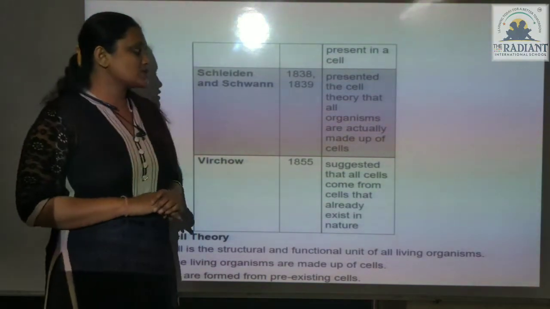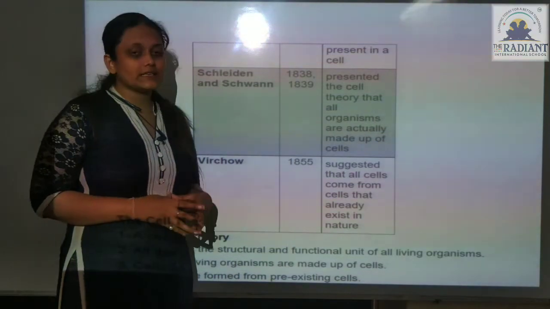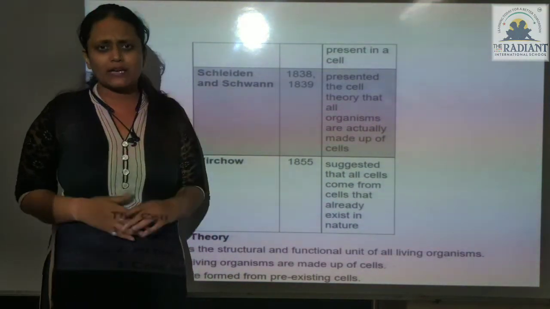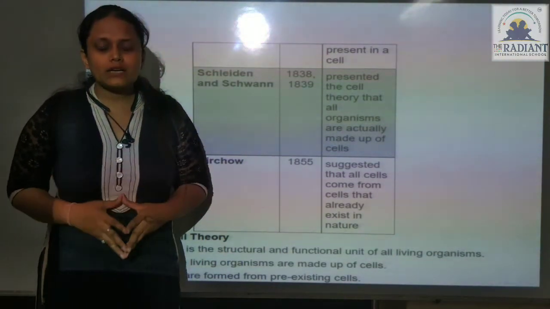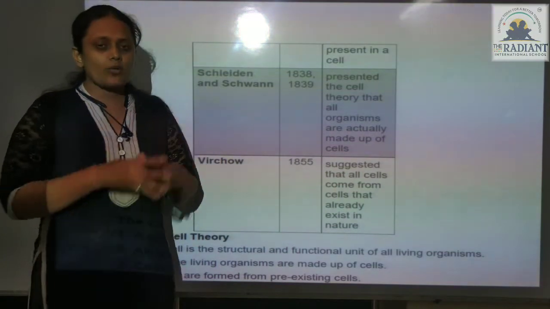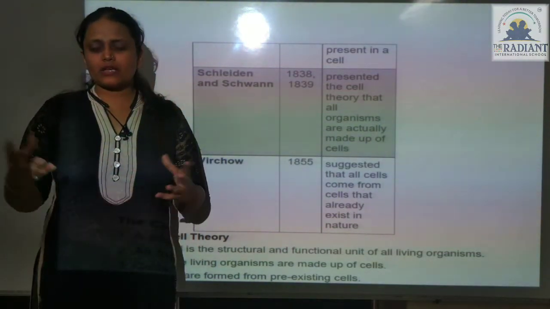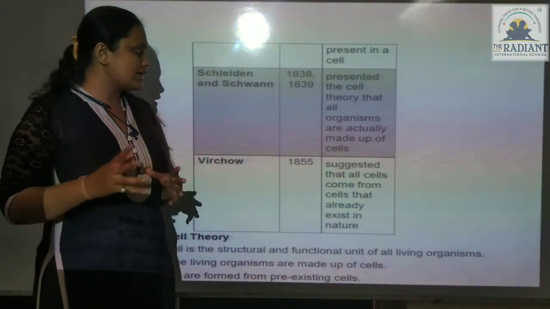Then came Schleiden and Schwann in 1838 and 1839, and they presented the cell theory, and they told the world that all the living organisms are actually made up of cells. They concluded that whatever living organisms we see around us, whether they are microscopic, whether they are present on the earth, whether we can see them with the naked eye or not, they all are made up of cells only.